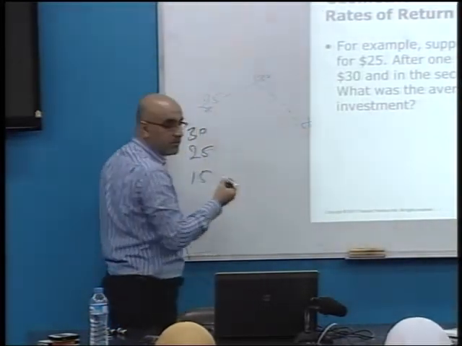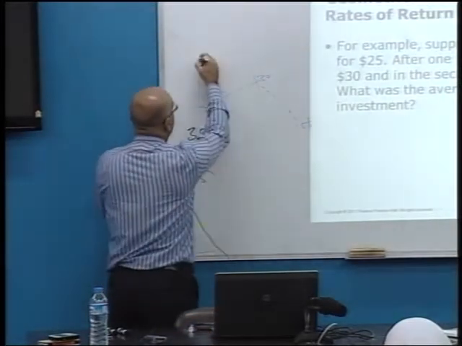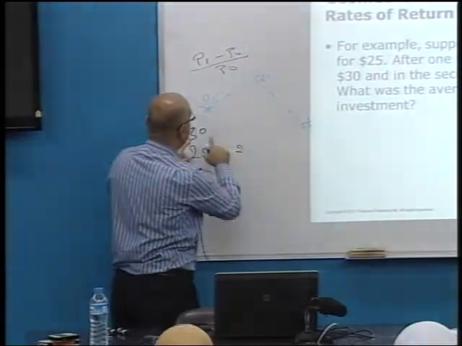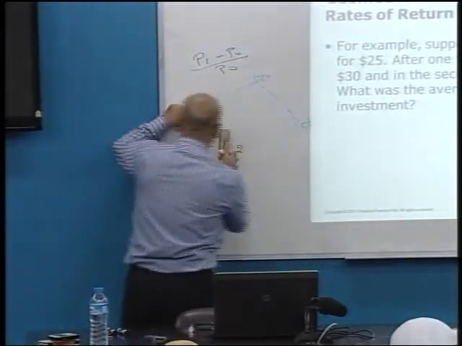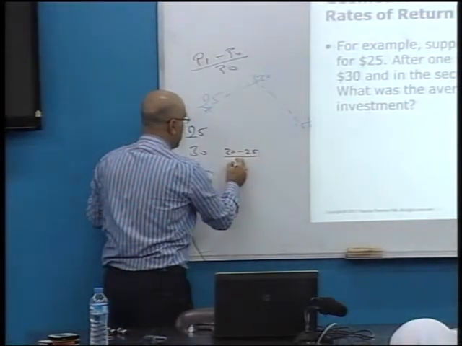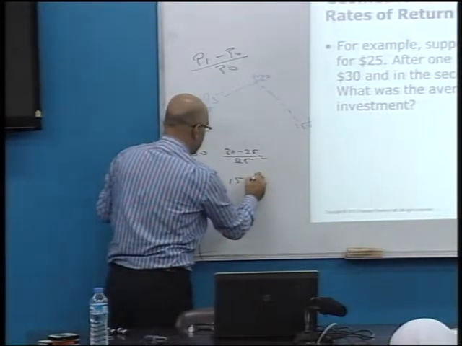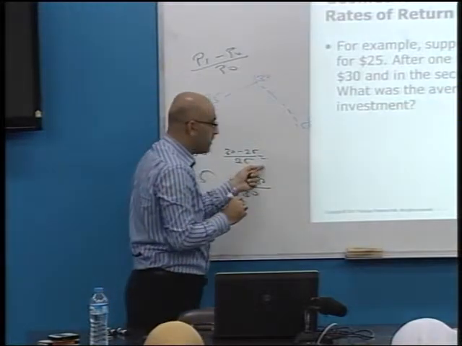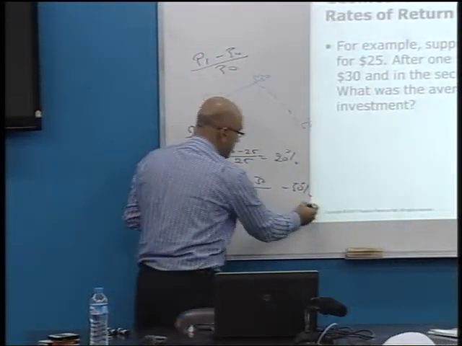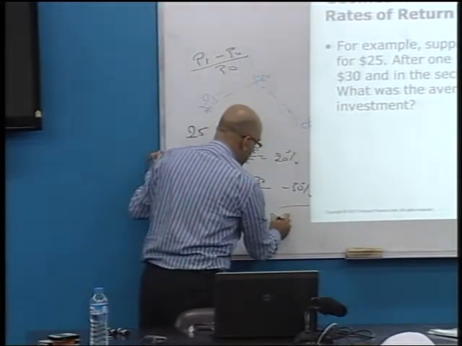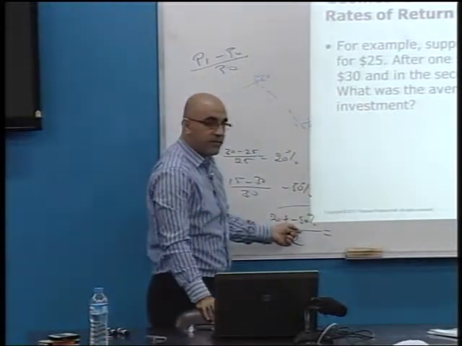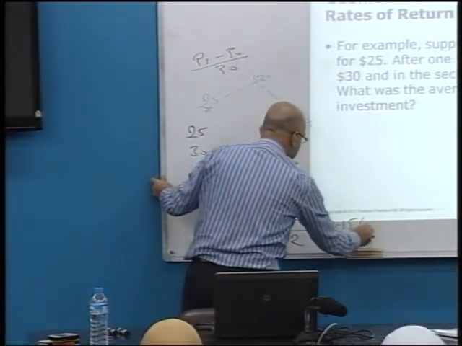Now, for the return, you apply the equation from the previous section: P1 minus P naught divided by P naught. So we start with 25, then 30, then 15. Here, 30 minus 25 divided by 25, then 15 minus 30 divided by 30. That gives 20%, and the second is minus 50%. So the average is 20% plus minus 50%, divided by 2. So 20 minus 50 is minus 30, then minus 15%.